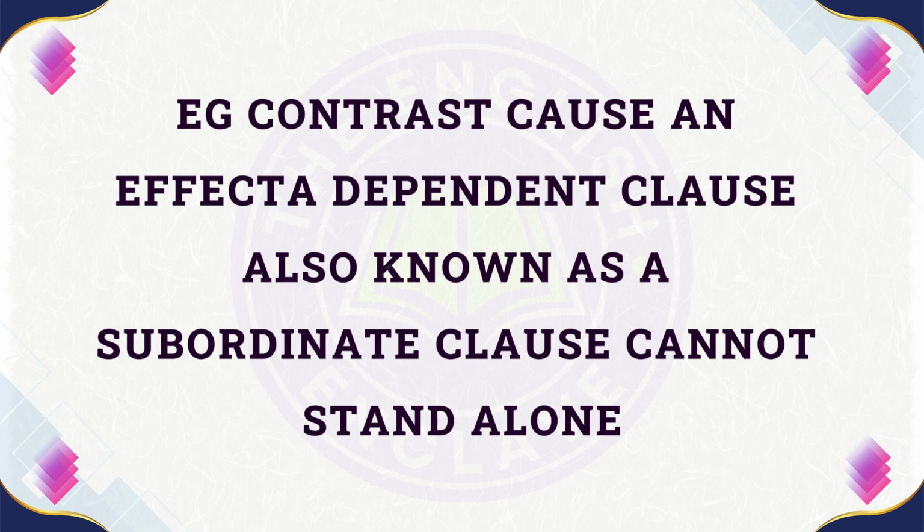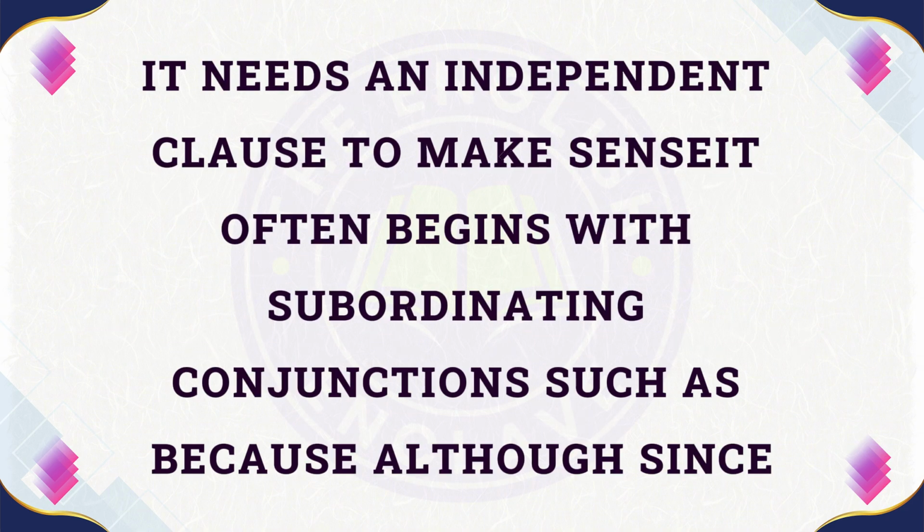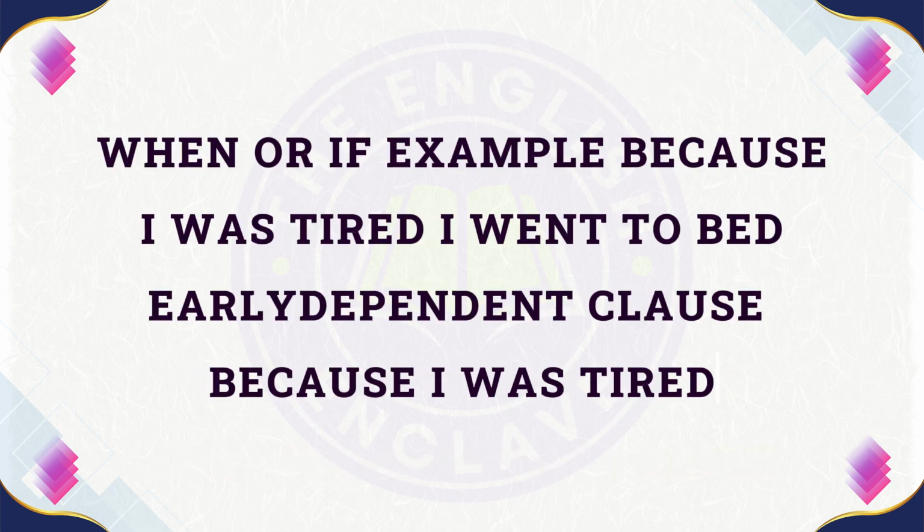A dependent clause, also known as a subordinate clause, cannot stand alone. It needs an independent clause to make sense. It often begins with subordinating conjunctions such as because, although, since, when, or if. Example: because I was tired, I went to bed early.